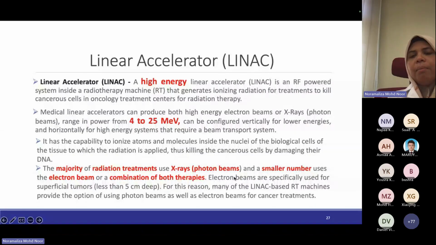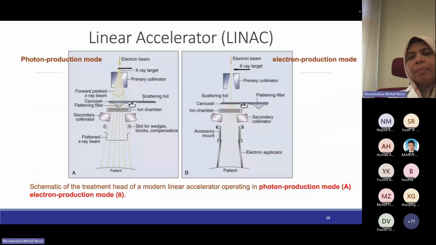Okay, usually electron beams are specifically used for superficial tumors or skin cancer, which is less than 5 cm deep. For tumors more than 5 cm deep, we will use photon beams. So that's why some of the LINACs in Malaysia usually have the option of either photon beams or electron beams for cancer treatment. So this is the difference between the linear accelerator in photon production mode or electron production mode.